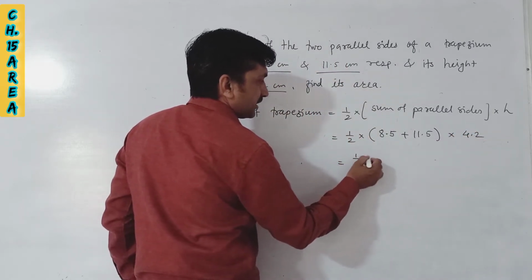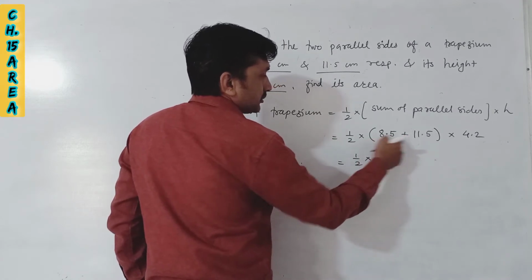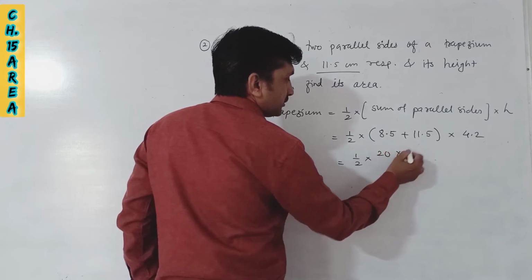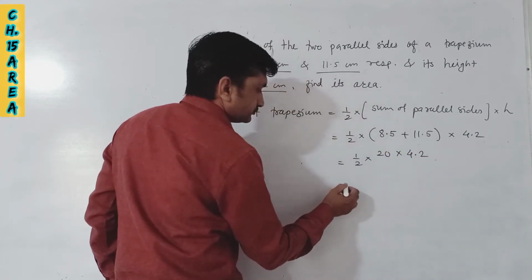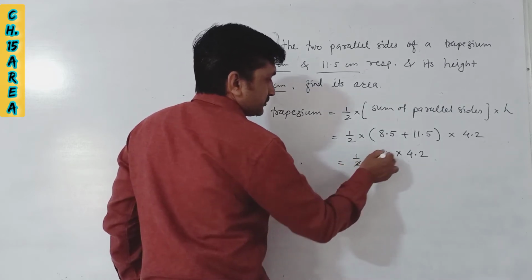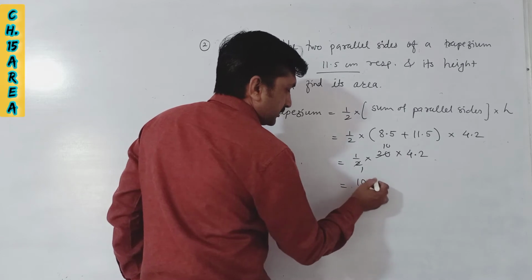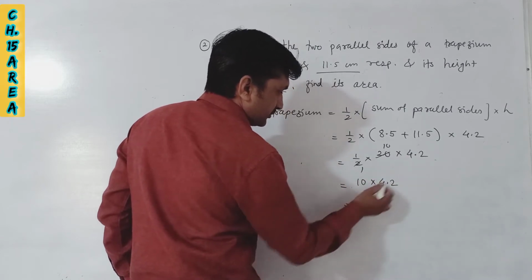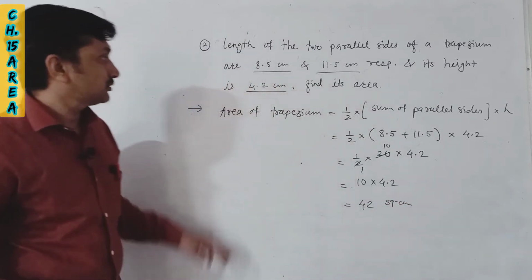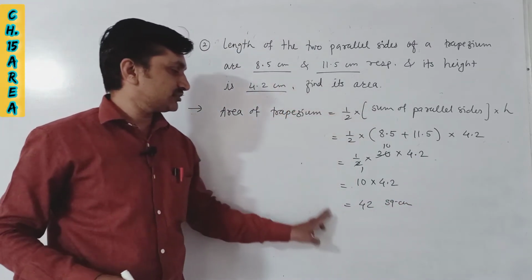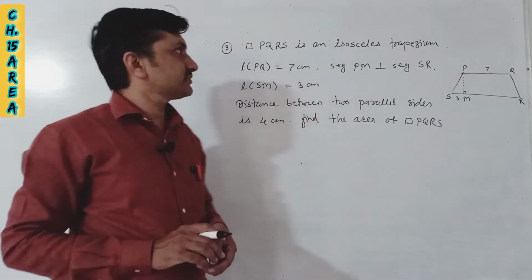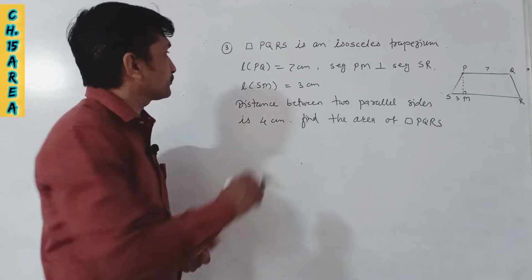Is equal to half multiplied by, do addition, 11 plus 8 is 19, 19 plus this 1 is 20, multiplied by 4.2. Now here reduction we can do, 2 ones are 2, 10s are 10, 10 multiplied by 4.2, therefore it becomes 42 square centimeter. Therefore at last the area of trapezium is 42 square centimeter. Dear friends, now let's see the last example, example number 3 of this practice set.